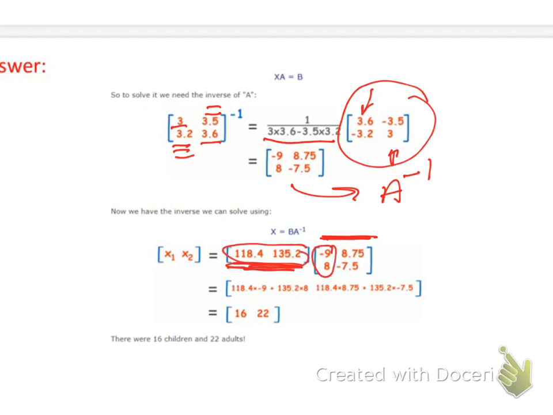Row, column, doing that math gets us 16 and 22. So what is 16 and 22? 16 is the number of children and 22 is the number of adults. So you can use matrices to solve these kind of simultaneous problems.